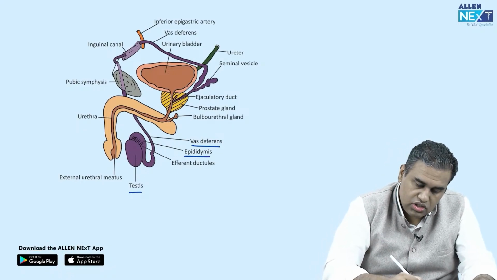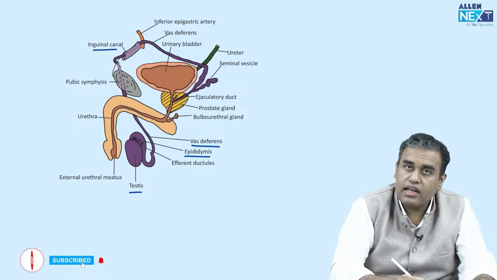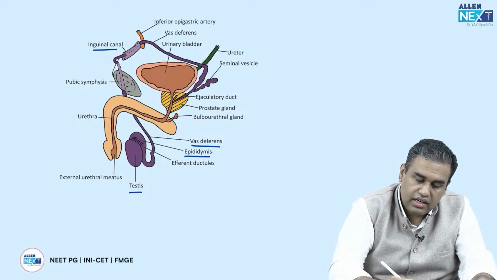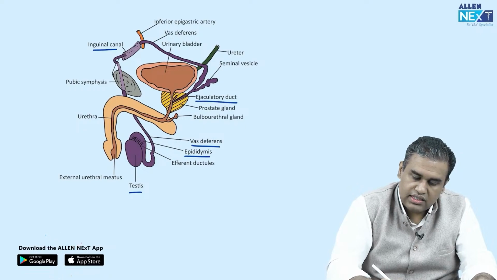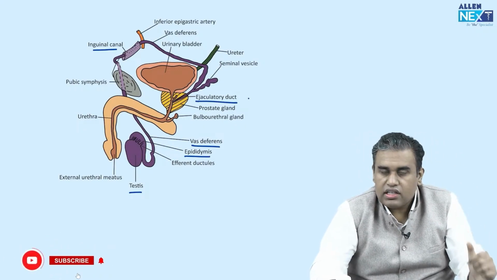ये पहले पूरा scrotum से होता हुआ it will go through the inguinal canal, then it comes out in the inguinal canal. Spermatic cord में vas deferens goes around over here, then it goes above the bladder, then goes behind the bladder, then it meets the seminal vesicle, and finally it forms what? Ejaculatory duct. This is the whole route of vas deferens. समझिए.